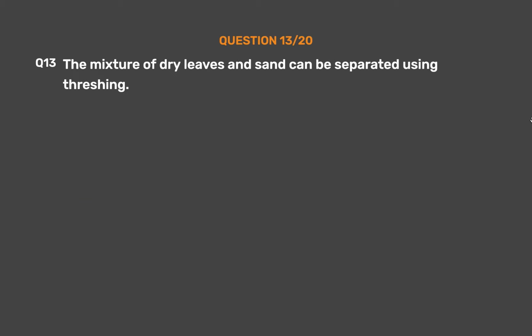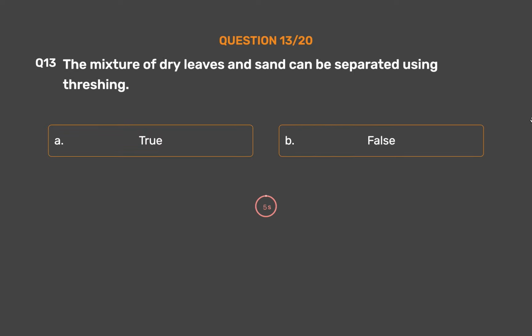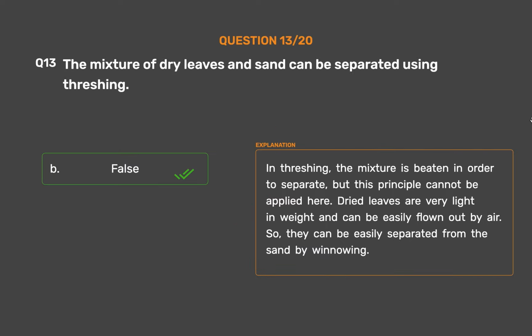Question number 13. The mixture of dry leaves and sand can be separated using threshing. Option A. True. Option B. False. The correct answer is Option B. False. In threshing, the mixture is beaten in order to separate, but this principle cannot be applied here. Dried leaves are very light in weight and can be easily blown out by air. So, they can be easily separated from the sand by winnowing.